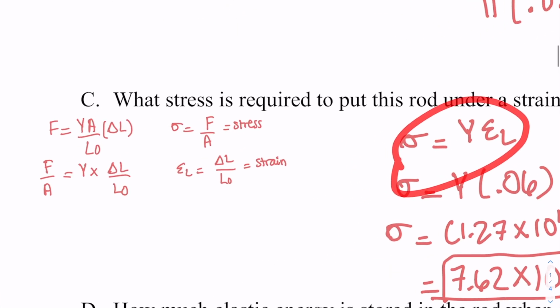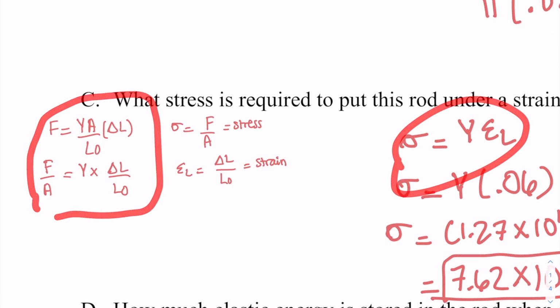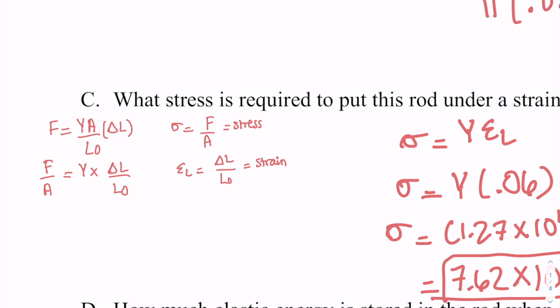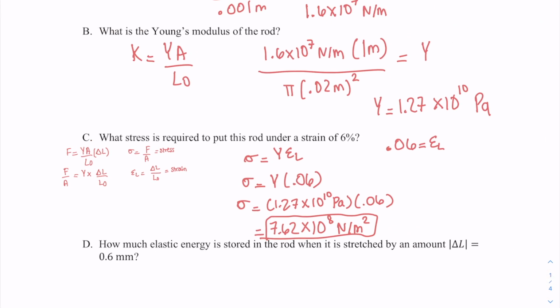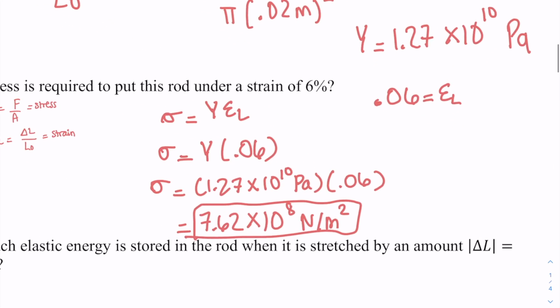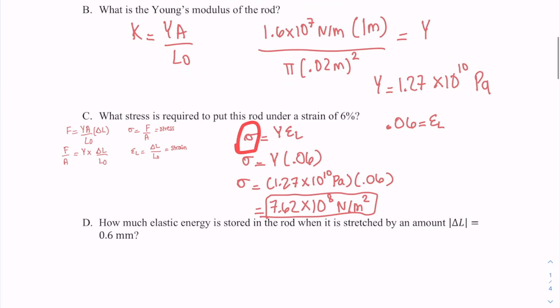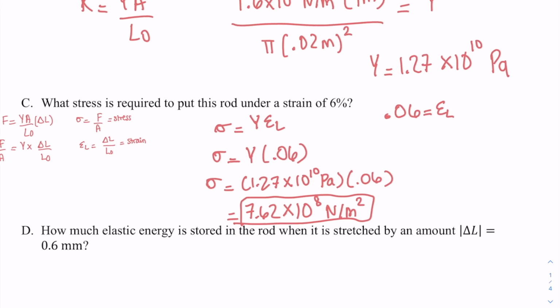Otherwise, you're going to have to go to the more expanded version of this equation here, which, like I said, we started off at F equals Kx, and K was equal to Young's modulus times the area divided by the original length, and then the x was the delta L. So unless they give you the strain outright or the stress outright, then you have to use this expanded equation.